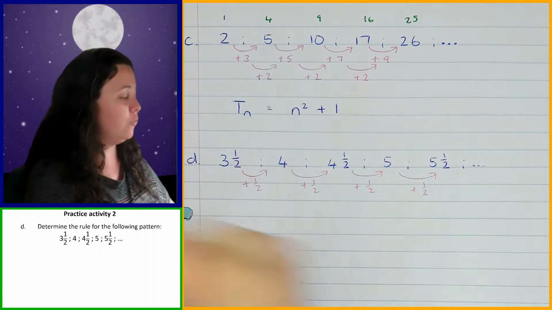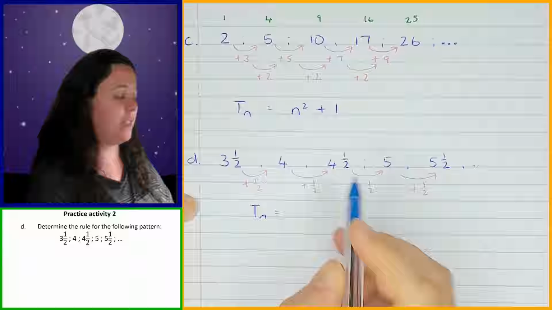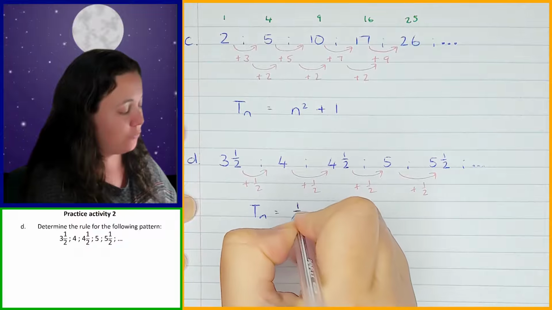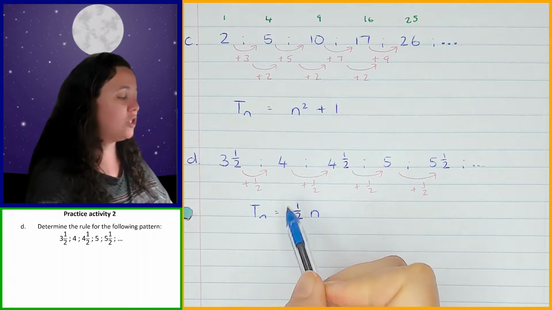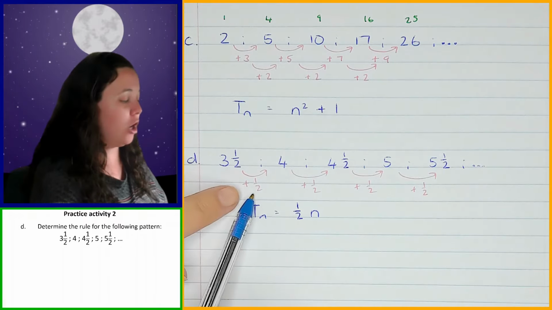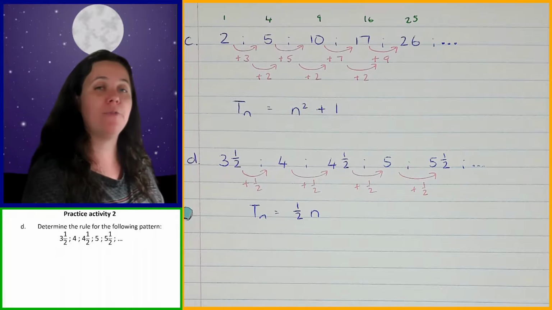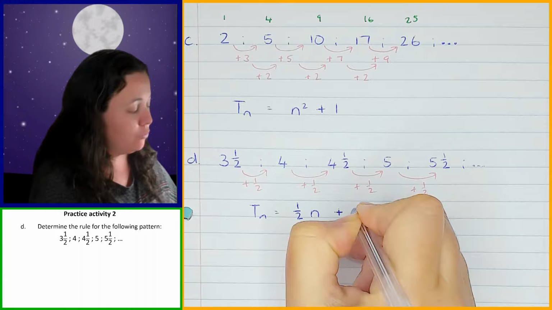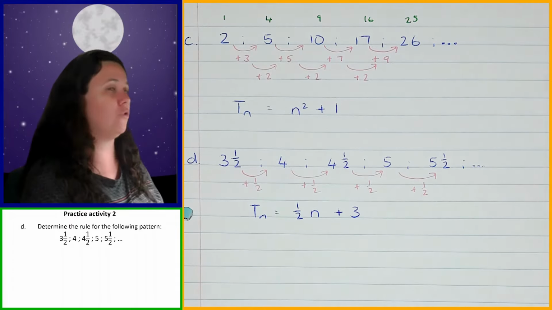Okay, so my rule, Tn, is equal to, I'm going to take my constant difference and multiply that by n, so half multiplied by n, so it's half n. Then I need to see what I need to do to get from a half to 3.5, because they're not the same as each other. To get from a half to 3.5, I need to add 3. So my rule is going to be a half n plus 3. So that's what you should have got for the rule for question D.